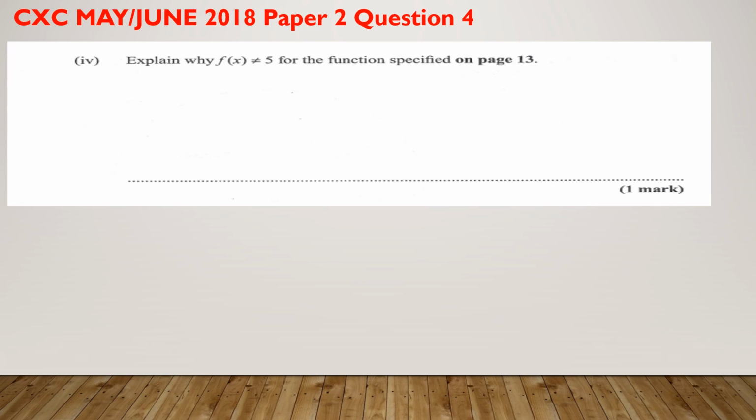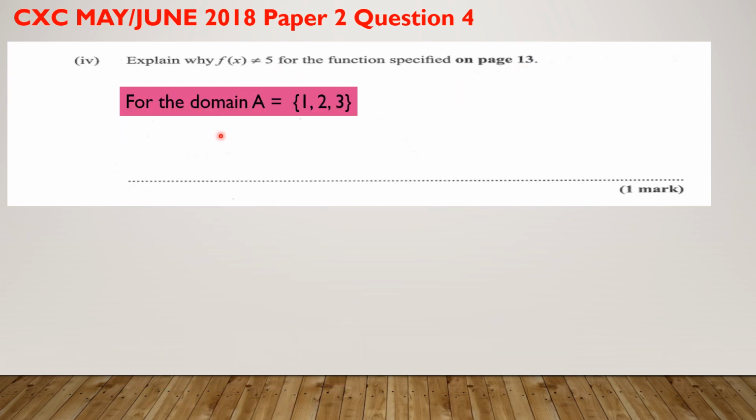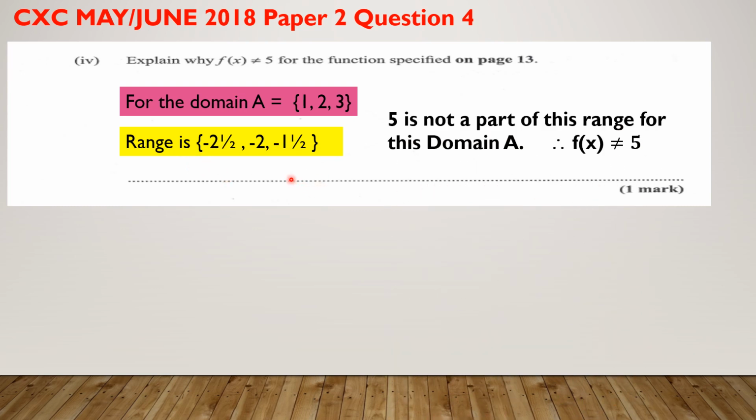Part 4 of the question reads, explain why f of x is not equal to 5 for the function specified on page 13. The reason is, the domain is equal to {1, 2, 3}, and we know that the range was negative 2.5, negative 2, negative 1.5. So 5 is not a part of this range for this domain A. Therefore, f of x is not equal to 5.